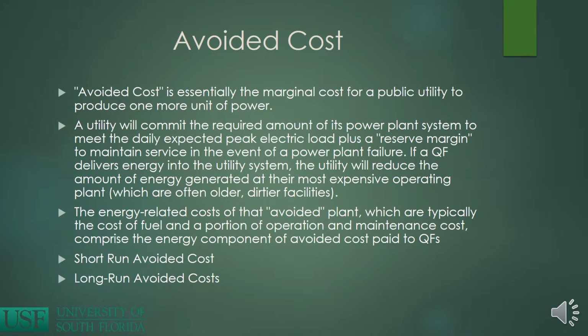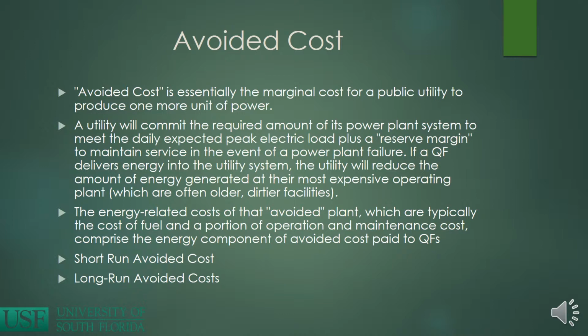Avoided cost is essentially the marginal cost for a public utility to produce one more megawatt unit of power. A utility will commit the required amount of its power system to meet the daily expected peak electrical loads, plus a reserve margin to maintain service in the event of a power plant failure. If a QF delivers energy into the utility system, the utility will reduce the amount of energy generated at their most expensive operating plant, which, as I spoke of earlier, is probably going to be your coal plant.